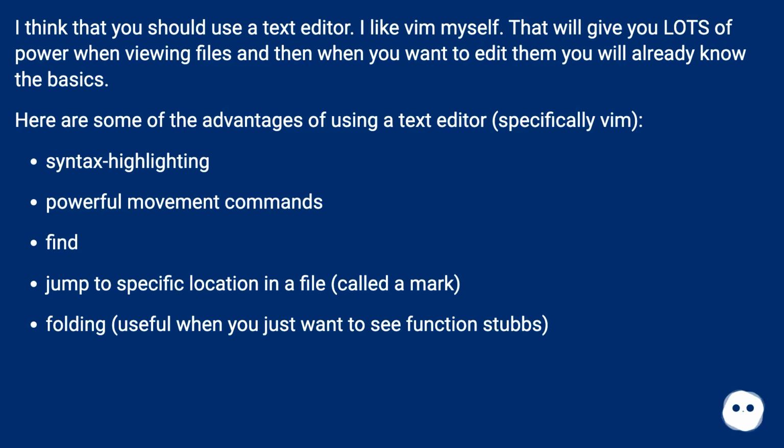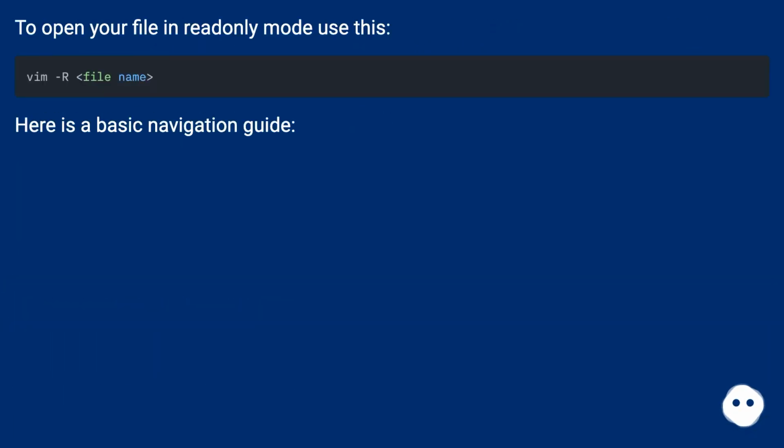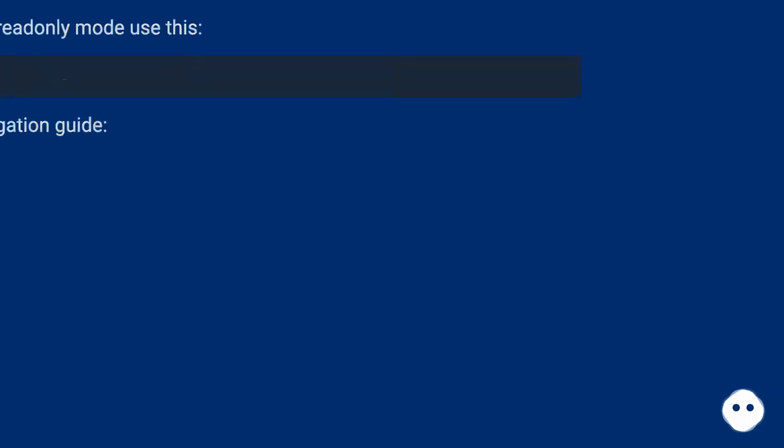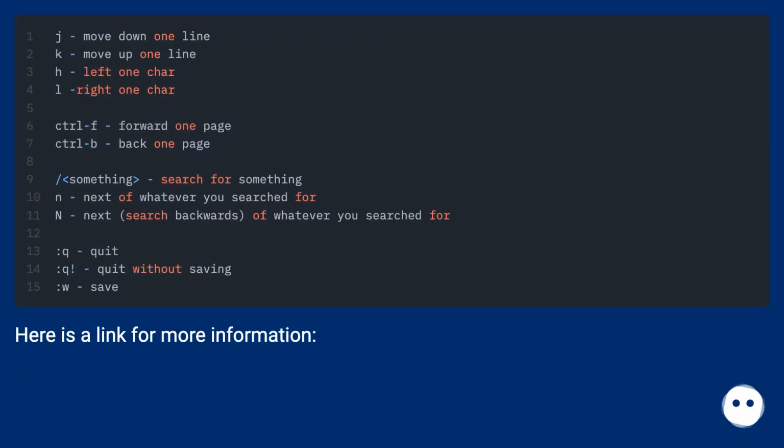Find. Jump to specific location in a file, called a mark. Folding, useful when you just want to see function stubs. To open your file in read-only mode, use this. Here is a basic navigation guide. Here is a link for more information.